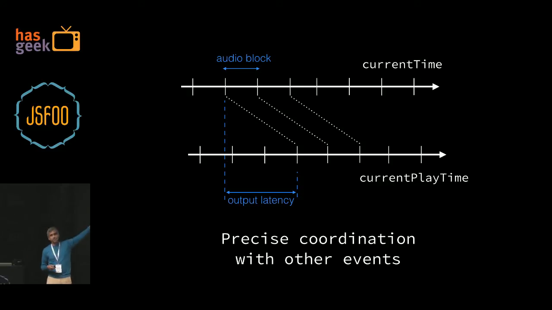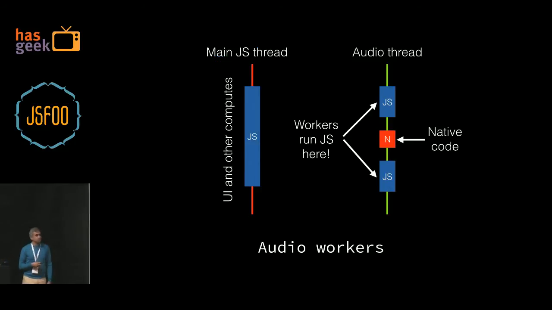Currently we have current time that always progresses in real time, but there's work on specifying and implementing a current play time, so that we have a clear idea of when the sound that I'm computing is actually going to be heard by people. So that's the output latency. This information is going to be available, and it'll completely change the precision with which we can orchestrate things in the browser. The second thing that's really exciting is audio workers.